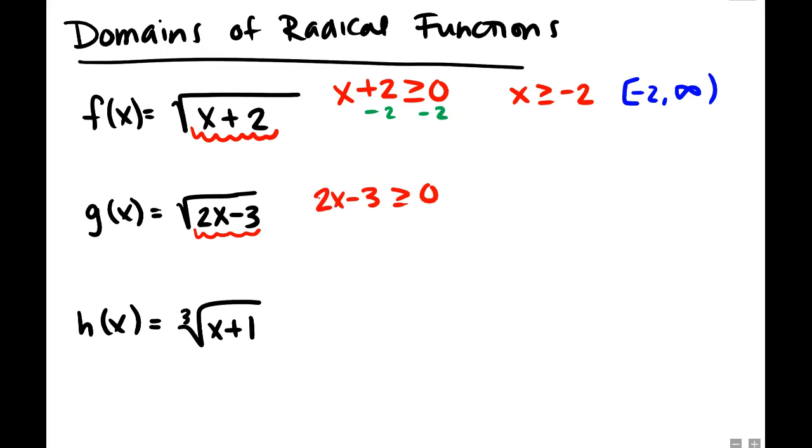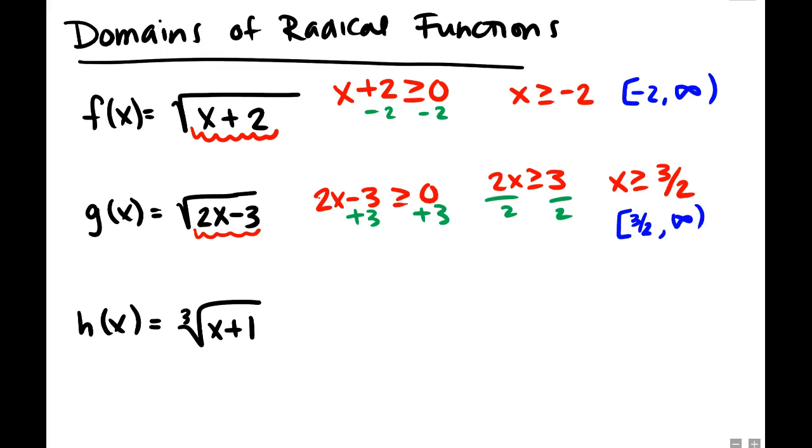So now we're looking to make this radicand, or this inside, greater than or equal to 0. It takes a little bit more math, but it's exactly the same steps. We have 2x is greater than or equal to 3, and then x is greater than or equal to 3 halves. And if we want to write this in interval notation, 3 halves up to infinity.